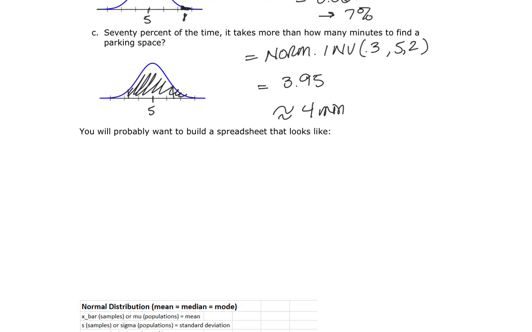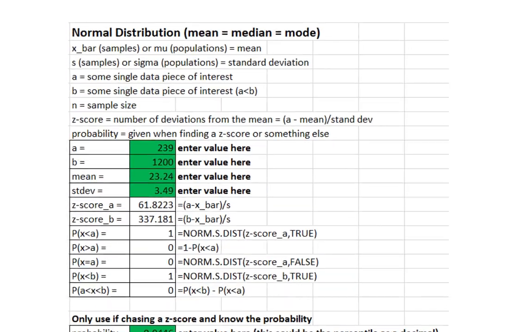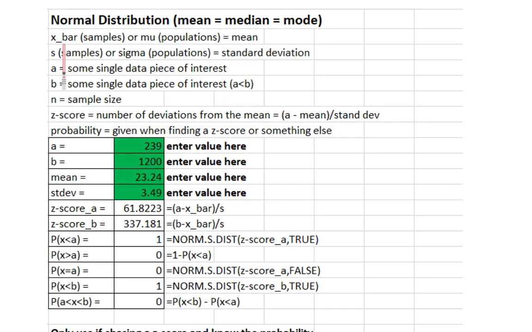Now, when you're doing chapter 6, you're probably going to want to have some sort of spreadsheet that looks like this. I like to label everything. X bar is for samples, or mu is for the population, and we're talking about a mean. Right now we're using mu. S is for samples, sigma is for populations. This is standard deviation. Right now we're using mu and sigma. A is some single piece of data. B is some single piece of data where A is less than B, and N is the sample size. We don't need that right now. It will be coming. A z-score is the number of deviations from the mean. So this is going to be A minus the mean divided by the standard deviation, and the probability given when finding a z-score or something else.